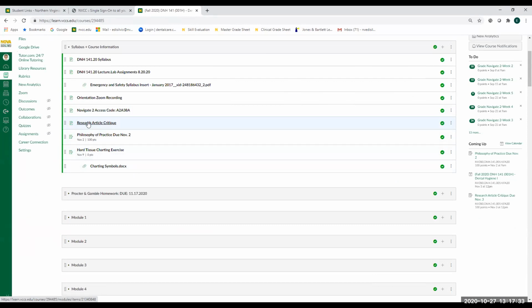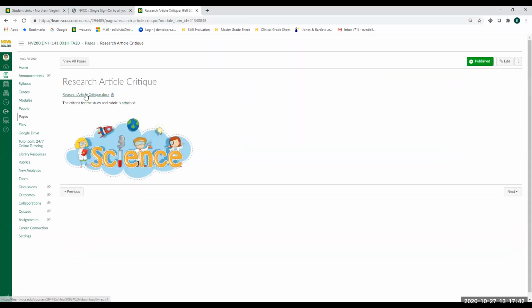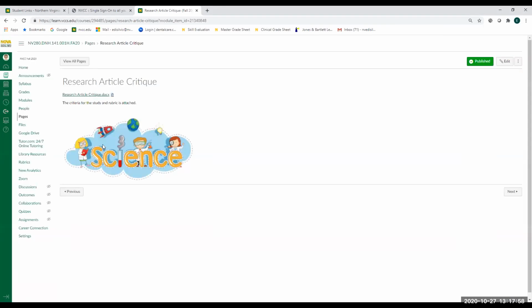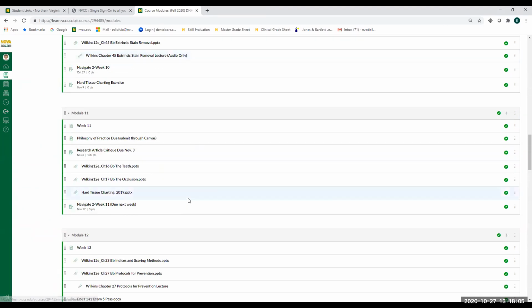Now, the research article critique, to turn it in is here as well. And this is Canvas. So this is the article critique. It's got the criteria here, and it's got the rubric, but that again is in Canvas. So when you go into submit it, I'm going all the way down.